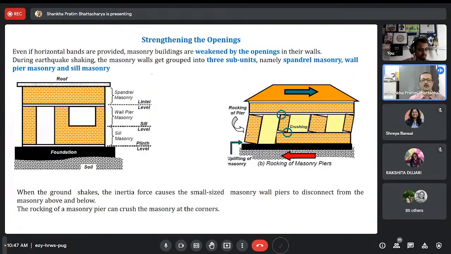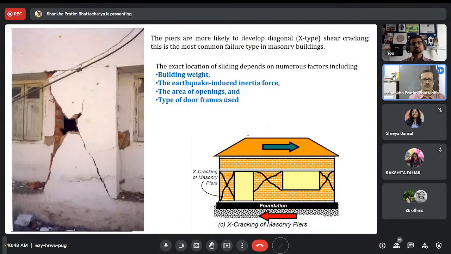Now, again, I have to give some opening, because doors and windows are the basic need of a building. So I cannot say that I will not give any door or window. If I give a door or window, there is an opening. So I have to look into how this can be combined together. The answer is you have to give some kind of reinforcement. See the photograph, it will create a diagonal crack. The crack will be initiated at the corners of the openings.